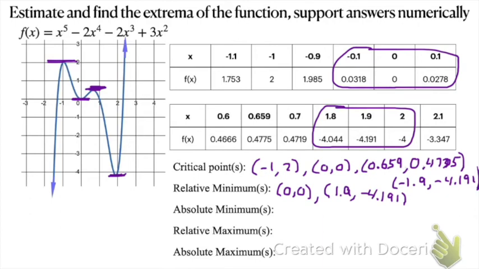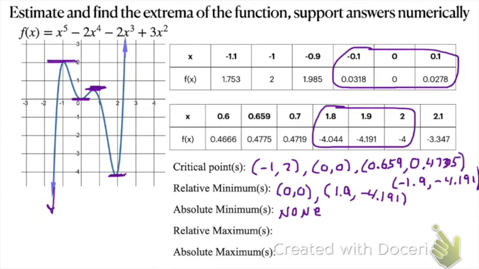Well, if you look at this graph, we have this going on to negative infinity. So we do not have an absolute min. There is none. Because we have an arrow and it shows it keeps going down to negative infinity, so we do not have an absolute min. Then we look at relative maximums.